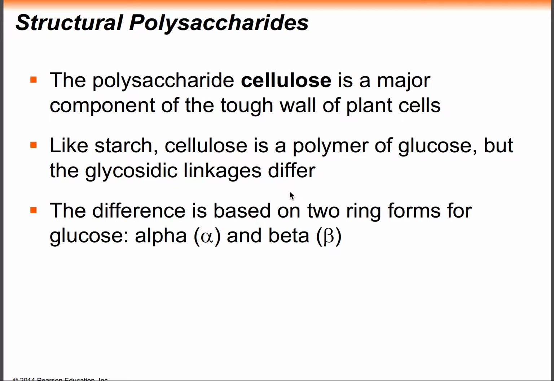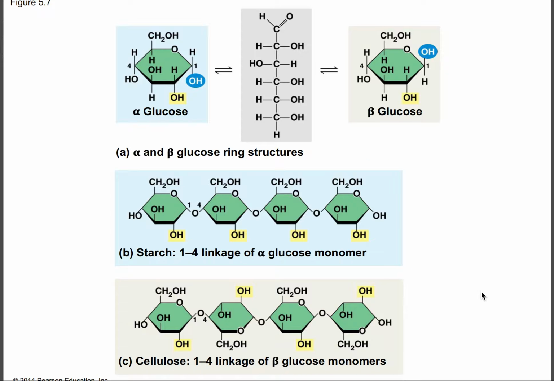So there's going to be two ring forms for glucose, an alpha and a beta position. In this diagram, you can see up at the top you have alpha glucose. The OH that's highlighted in blue is in the alpha position, which would be the position that is closest to us. And this would be its structural formula. If it is beta glucose, notice that your OH is further away. If in space, it would be on the other opposite side, and that's the beta position.